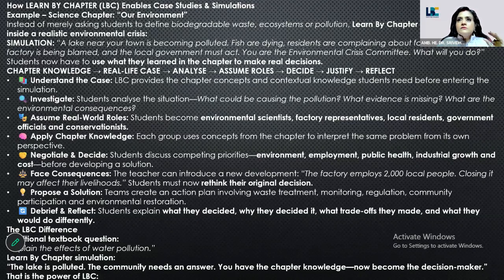And so the chapter knowledge is taken as a base, with real-life case studies being analyzed, and assuming roles, they will go as members of the environmental crisis committee, decide, justify, and reflect. This is how you should really work on critical thinking skills, to make your classroom more effective, with self-regulated learning for the learner to take responsibility of the learning, but to enjoy the whole learning process as such.